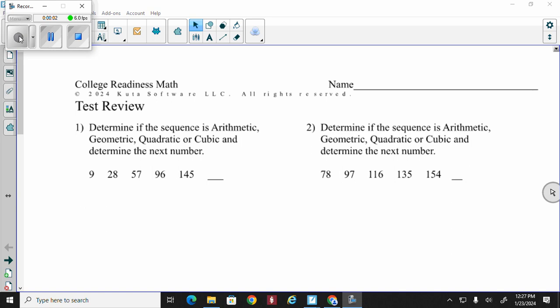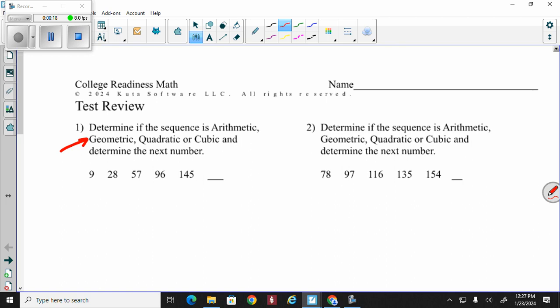All right, so this is the Unit 1 test review, so let's go ahead and get started. First off, what we have to do is decide whether this is geometric, quadratic, arithmetic, or cubic. The first thing I always like to do is determine whether or not it's geometric.